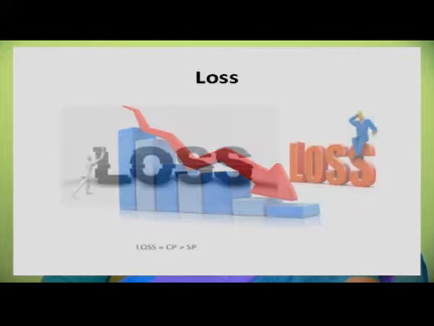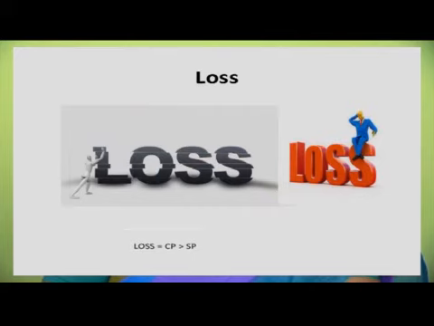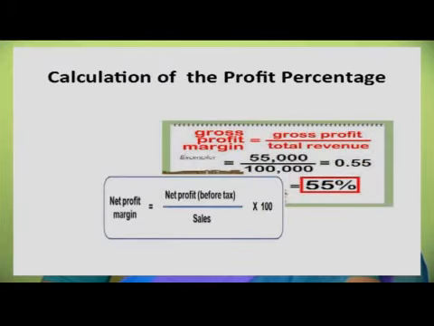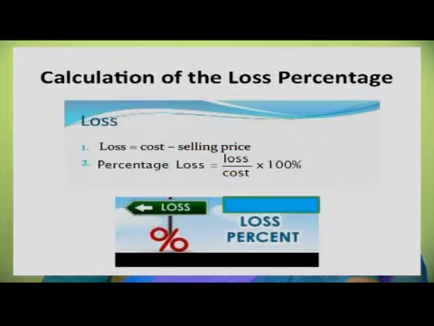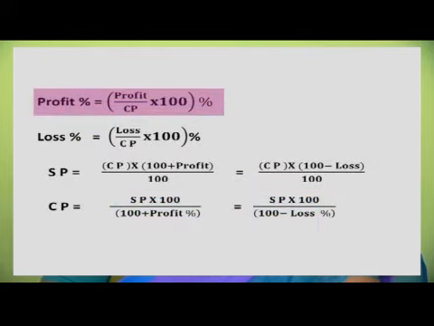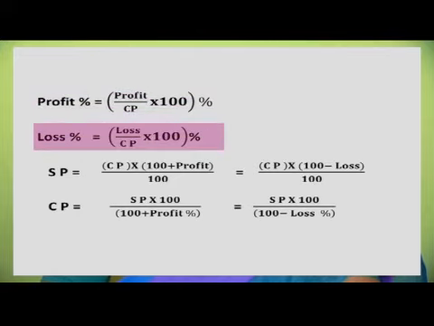Loss. When CP is more than SP, then there is a loss, and loss may be calculated as loss is equal to CP minus SP. Now, we will learn about the formulas to calculate profit percentage and loss percentage. Profit percentage is equal to profit by CP into 100%. Loss percentage is equal to loss by CP into 100%.